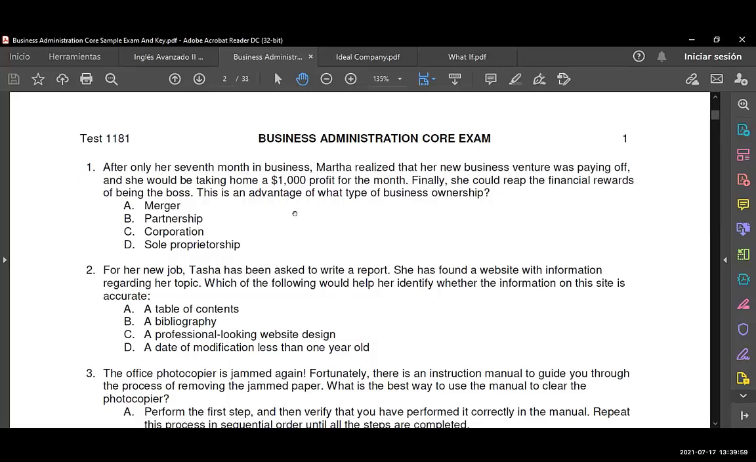We have to answer this question in a notebook, and we only have to put the option that is correct. For example, I read number 1 and for me it's letter B. So I write down 1B, 2A, 3 and so on, okay? And next class, we're going to check how much you know about business administration, okay?